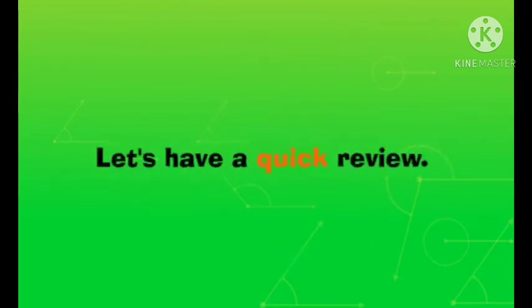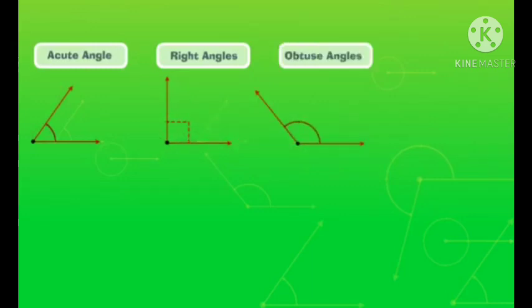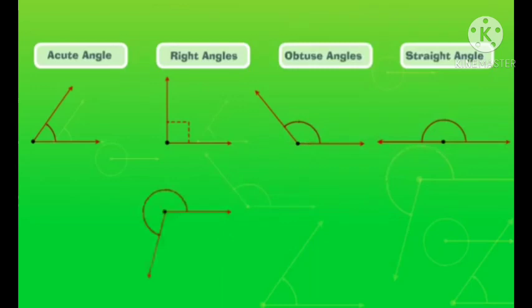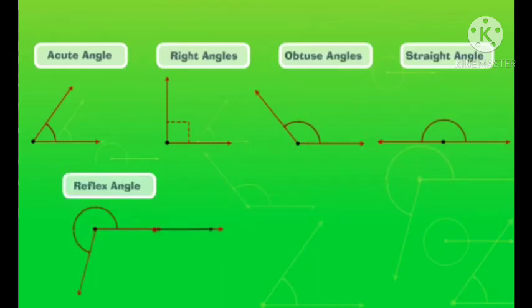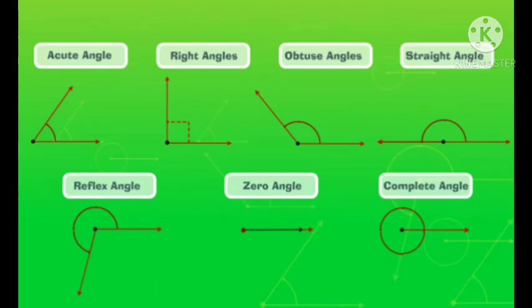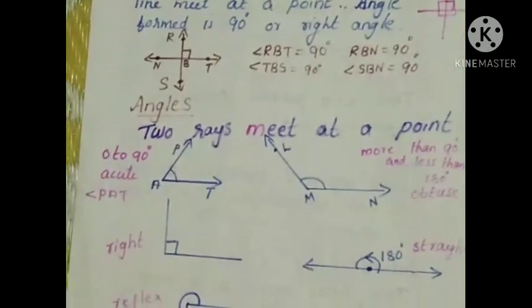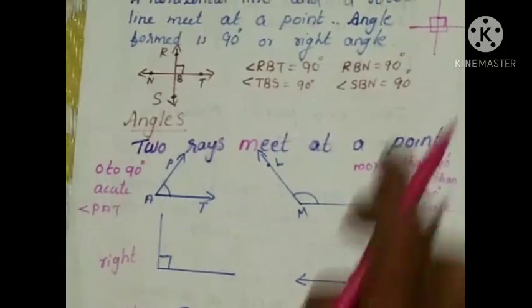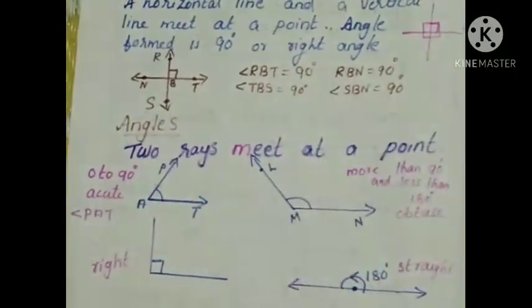Let's have a quick review. Acute angle, right angle, obtuse angle, straight angle, reflex angle, zero angle, complete angle. Now we are going to study about angles. I will also explain this once again.